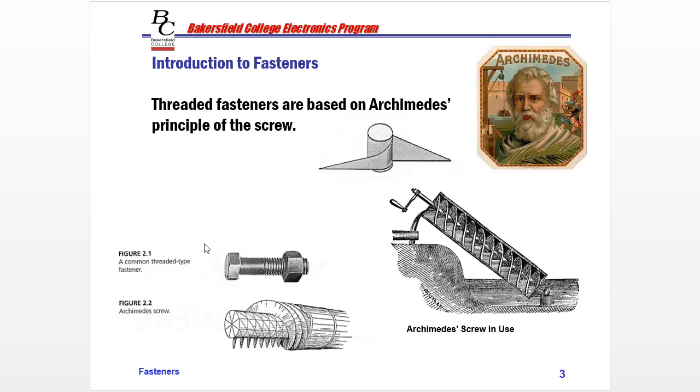Here's a common threaded fastener. This would actually be a nut and a bolt. And here's Archimedes' screw. You can see how it would elevate the water out of the river by turning the handle and then put it in another area. Over the years, the screw has evolved into what we see today.